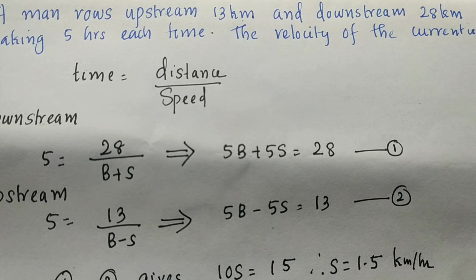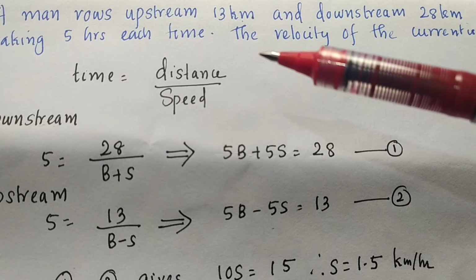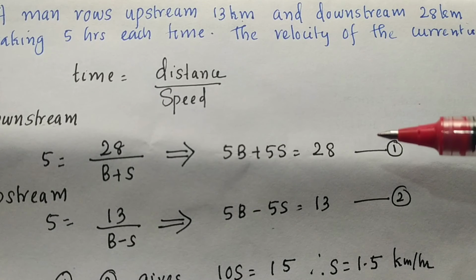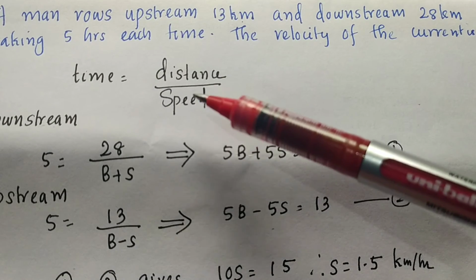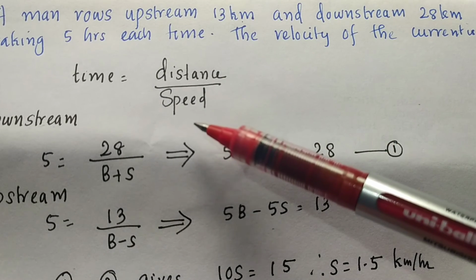A man rows upstream 30 km and downstream 28 km, taking 5 hours each time. The velocity of the current is? So we have to find the speed of the stream, that is S. We are given the upstream distance and downstream distance, and the time he has taken for upstream and downstream travel. Here we know that time is equal to distance by speed.